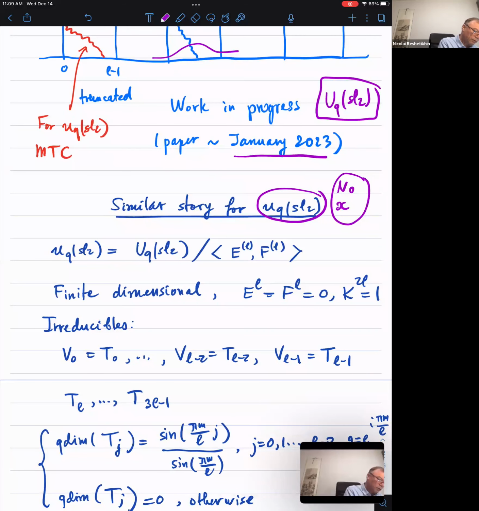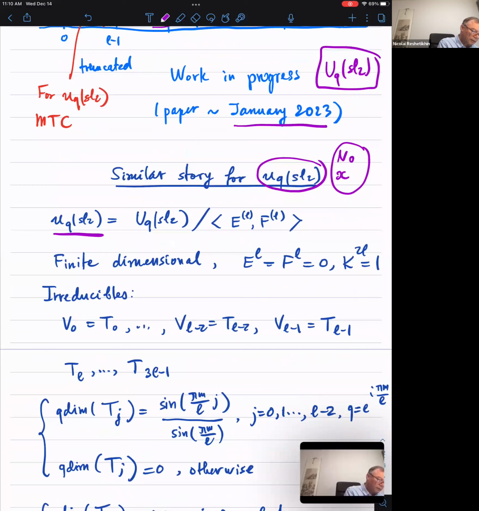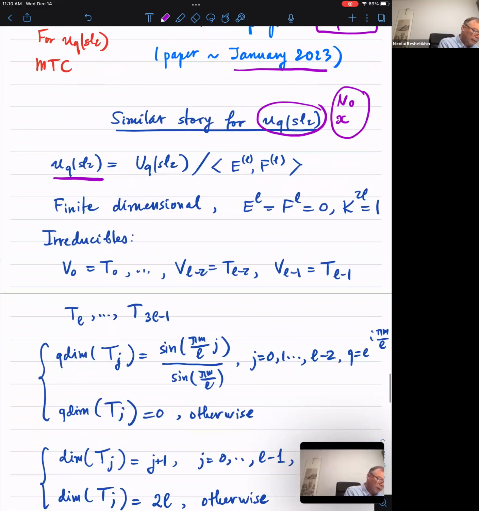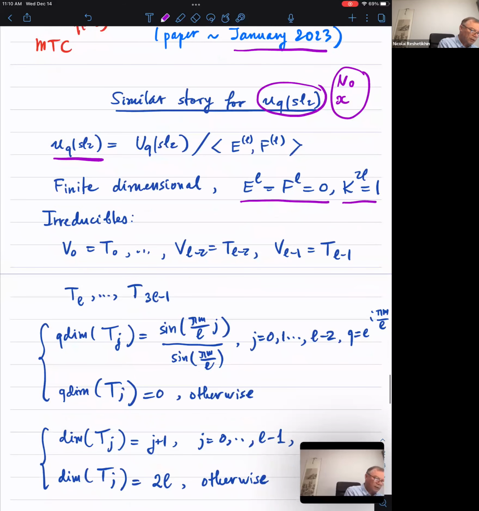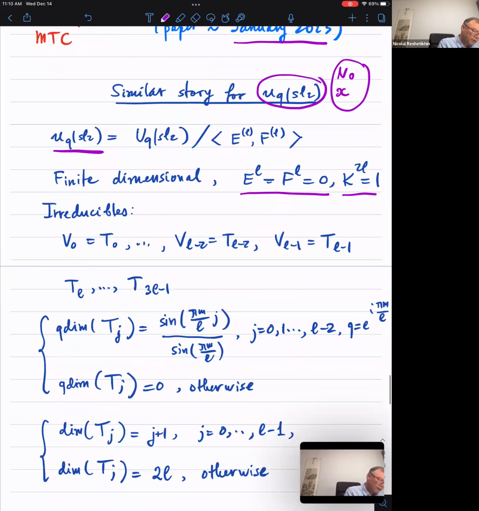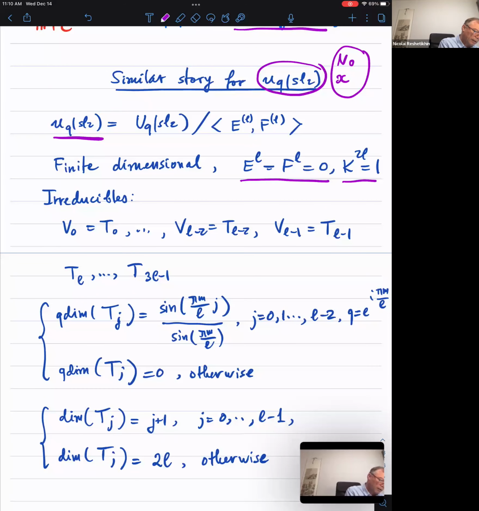So let me first say a few words about the algebra. So here is the small quantum group. It's finite dimensional. E to the L, F to the L is 0, K to the 2L is 1. It's actually a subalgebra.